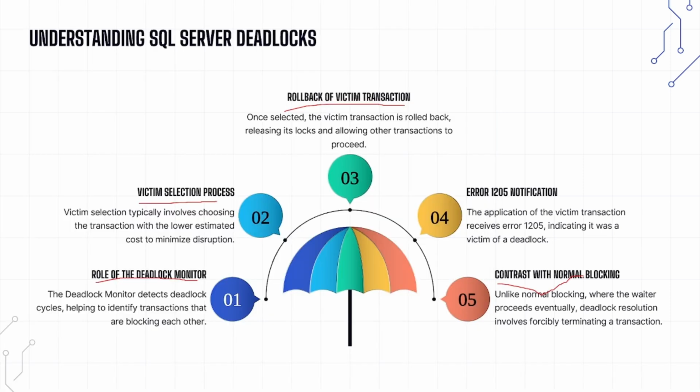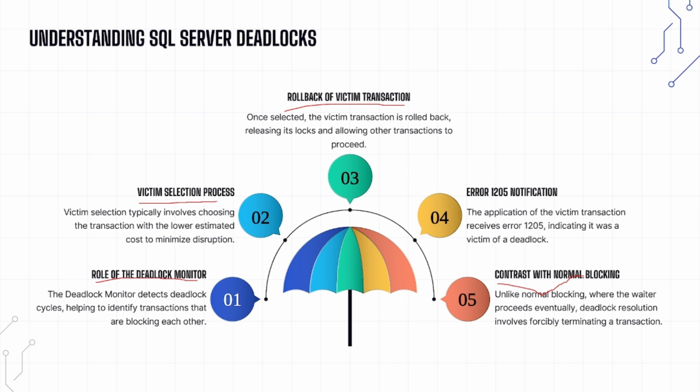it's essential to differentiate between a deadlock and normal blocking. While both involve transactions waiting for resources, the key difference lies in the waiting pattern. In normal blocking, a transaction waits for another transaction to eventually release its lock. So the waiting transaction will proceed once the lock is released. In a deadlock, however, the transactions are locked in a circular wait and will never proceed without external intervention from SQL Server.